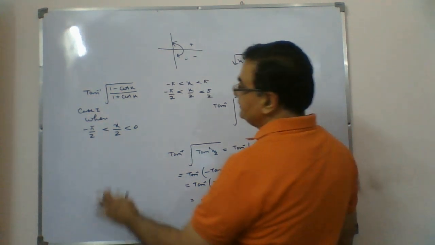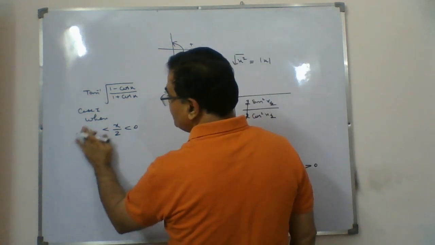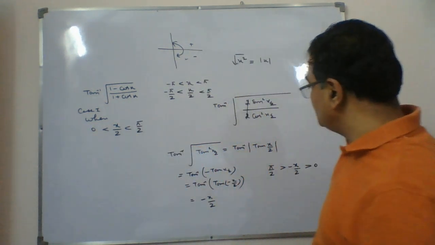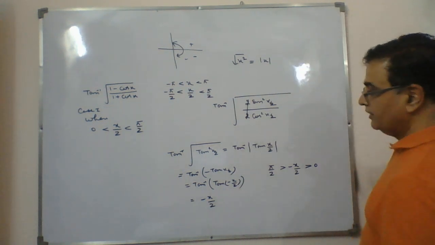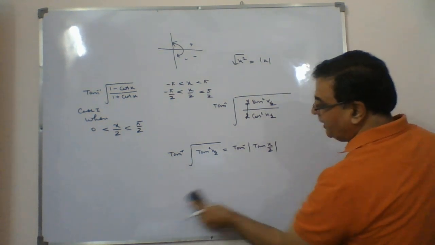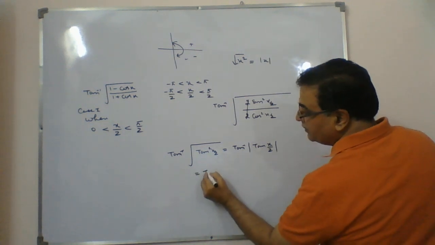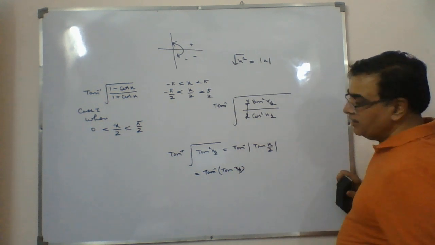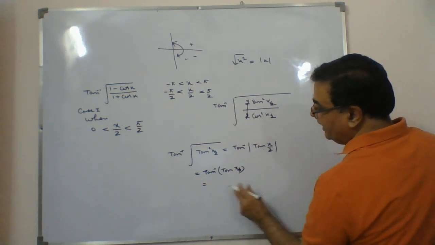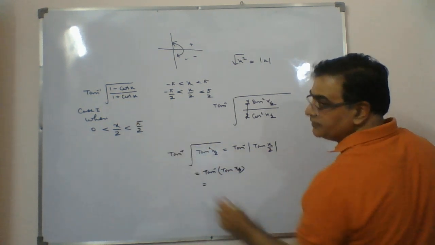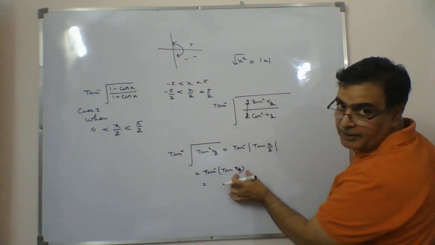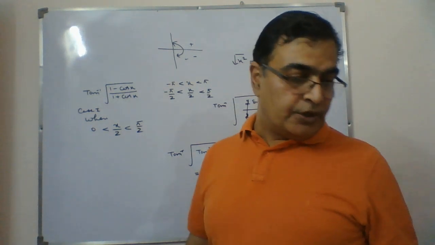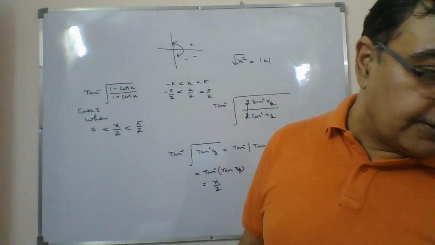In the same way, for the second part, when x by 2 goes from 0 to pi by 2, the quantity inside is positive, so it will be tan inverse tan x by 2. And then we can write this as simply x by 2, because it is between 0 and pi by 2, which lies between minus pi by 2 and pi by 2. So the answer comes out to be x by 2. This is the first question, which we have solved here.